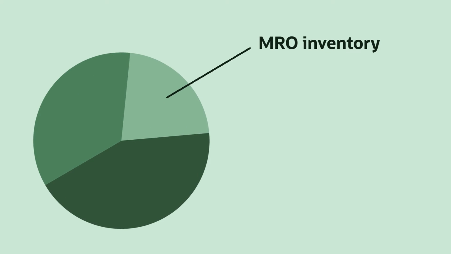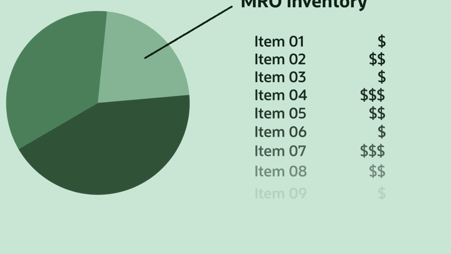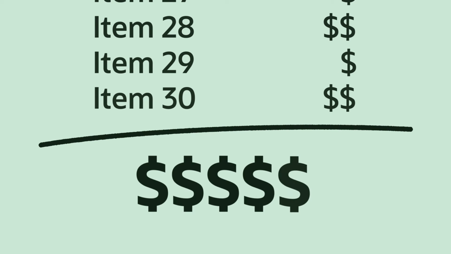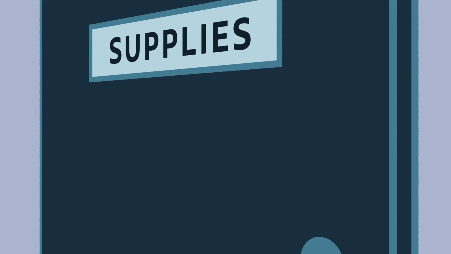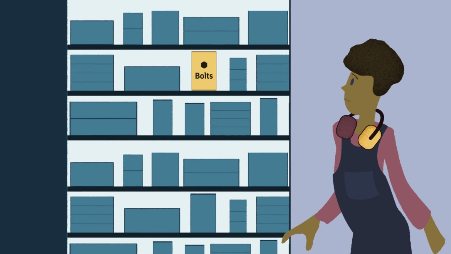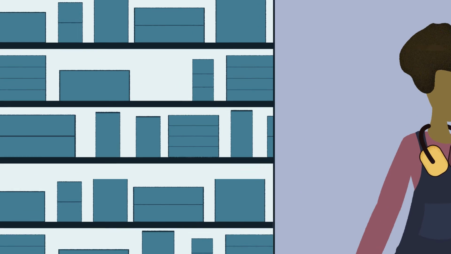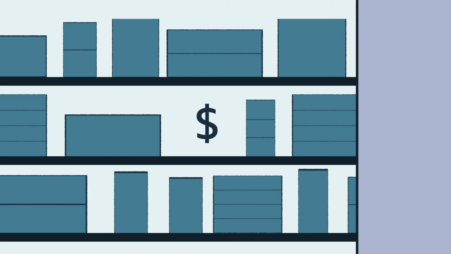MRO inventory often accounts for a significant portion of a company's overall procurement spend, so efficiently managing MRO costs can have a significant impact on the bottom line. Managing MRO inventory involves buying, stocking, distributing, and replenishing supplies at the lowest practical cost, with the goal of ensuring adequate stock is available while keeping in mind storage space and budget.